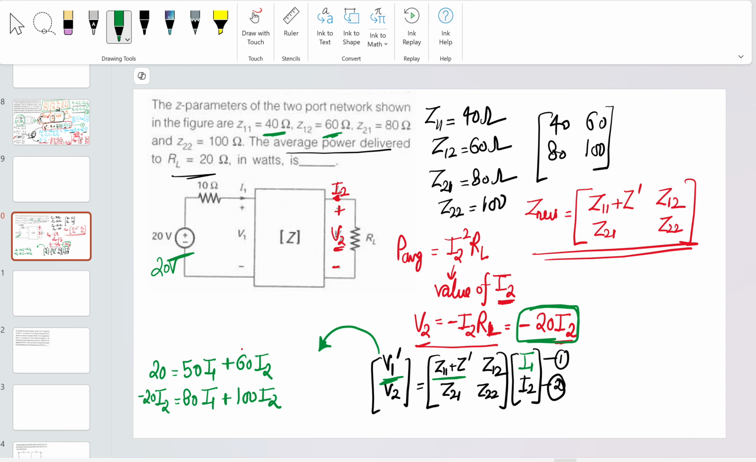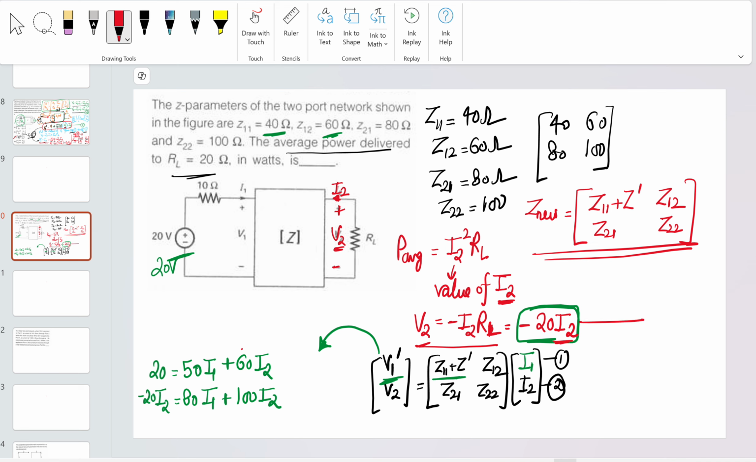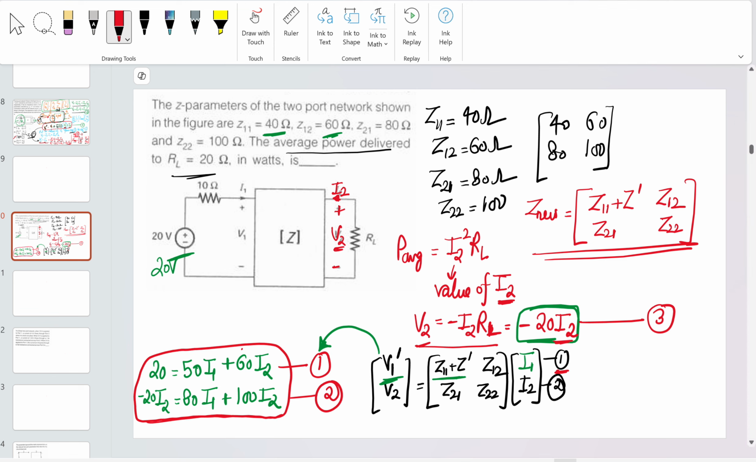if you could see, you got the three equations. This was the missing equation basically. This is equation one, which is already here, this is equation two, and this is equation three. If you solve equation one and equation two, you could get the value of I2. Okay. Let me solve it.